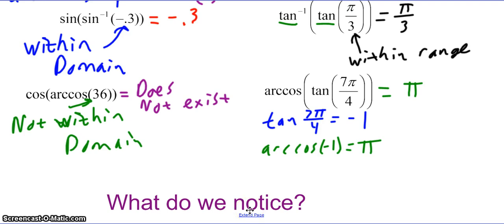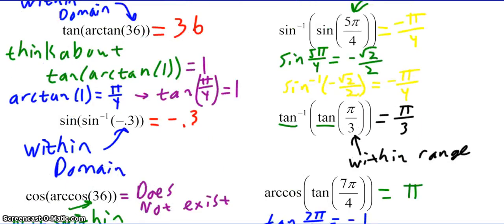So what do we notice? Well, this is where we want to look for the patterns that I was just talking about. If we have a function and its inverse, where the inverse is on the inside, then we want to see, is this number within the domain? If it is, then that's going to be our answer. If it's not, then the answer does not exist. If it's the opposite, where the function is on the inside now, and the inverse is on the outside, then we want to look, is the angle within the range? If it is, that's our answer. If it's not, then we just have to do a little bit of work to find our answer.